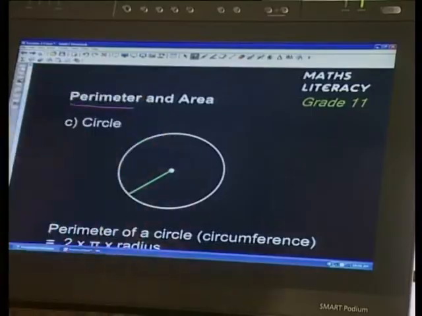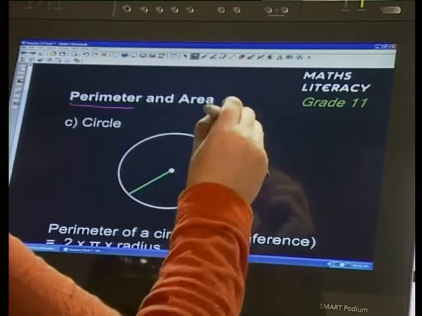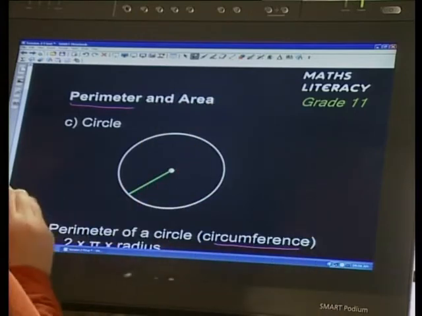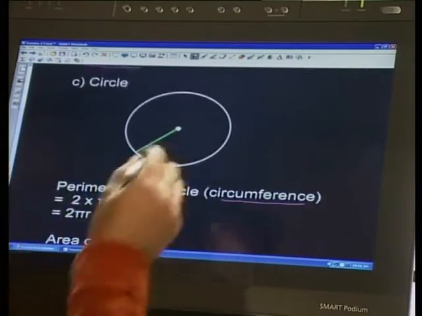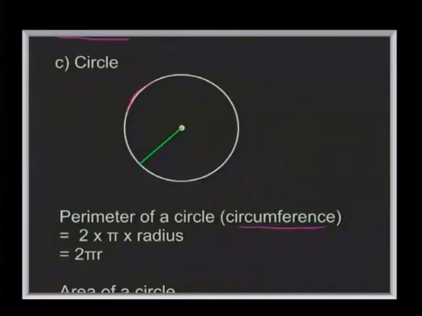Your circle. Perimeter and area of a circle. First of all, the perimeter of a circle is called the circumference. There's the word, the circumference. It again is if we had just walked around the shape. The formula is 2 times pi times the radius.